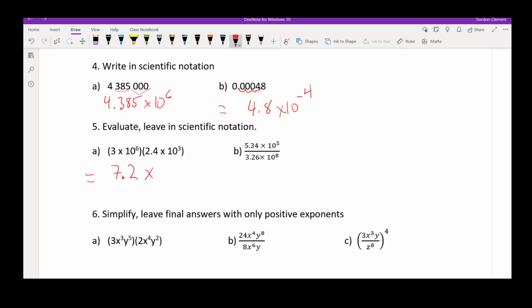Times, now do the powers. 10 to the 6 times 10 to the 3 is 10 to the power of 9. We add the exponents when we're multiplying. That's one of our exponent rules that we learned. Same thing with dividing. I can divide the numbers like normal. So I can do 5.34 divided by 3.26.